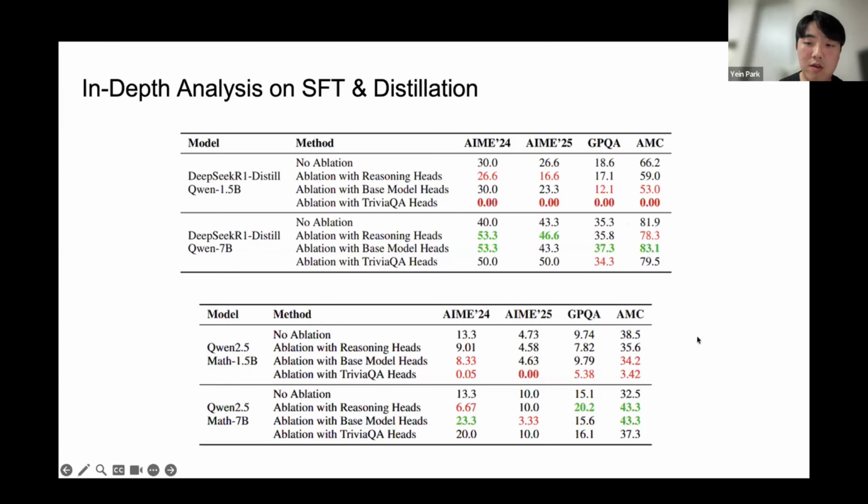And down below is another ablation test with base models. If we ablate base model heads with Qwen 2.5, which is a base model, then the performance drops significantly when the reasoning heads are ablated. Also, the similar happened with the Qwen 2.5 Math 7B, and it also shows that some performance increases when operating on reasoning heads.